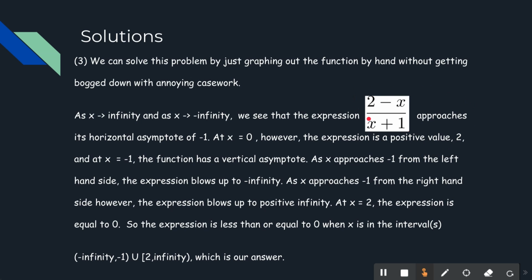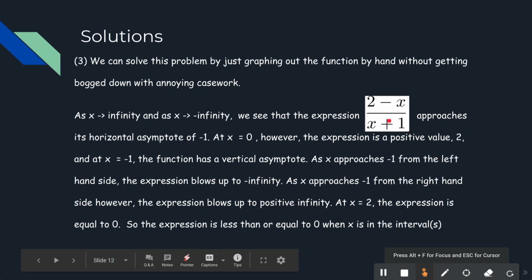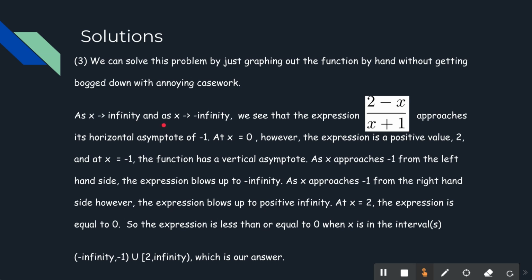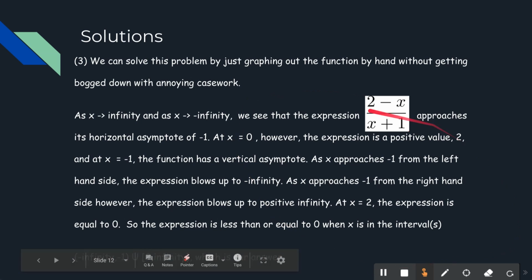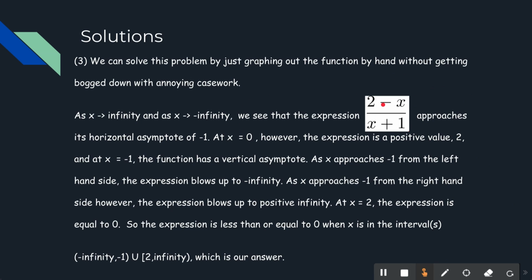Whenever we're graphing a function, we want to first find end behavior. So, first let's see what happens as x becomes arbitrarily large. When it goes to infinity, this expression is going to be negative 1, right? We just look at the coefficients of the x terms. The ratio of these is negative 1. Same thing as x goes to negative infinity, because this is going to be positive, but this is going to be negative. So the ratio of these would still be negative 1. So as x goes to positive infinity and as x goes to negative infinity, the horizontal asymptote of this expression is negative 1.